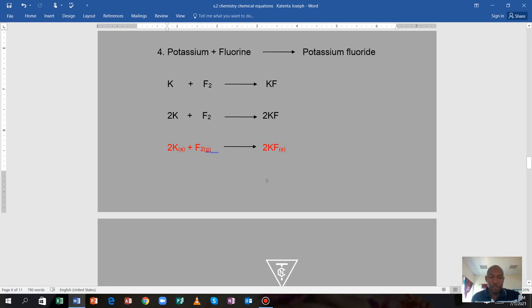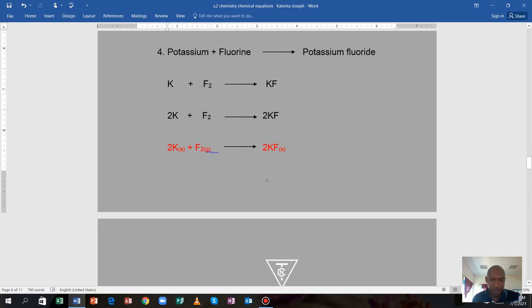To balance the equation, I have 1 atom of potassium on the left and 1 atom of potassium on the right. Potassium is balanced. Fluorine, I have 2 atoms on the left and I have 1 atom of fluorine on the right. To balance fluorine, I multiply potassium fluoride by 2 here. And I multiply potassium by 2 here. My equation is balanced. Now the states.